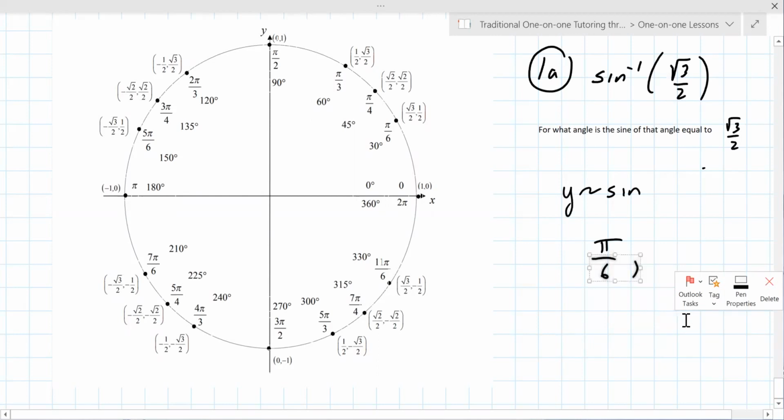Oh, okay. What are you talking about? It's pi over 3, sorry. Sine is the y value. So there, and oh, you're right, 2 pi over 3. Okay. Now you're like, well, is that it, Matthew? No, there's actually more.